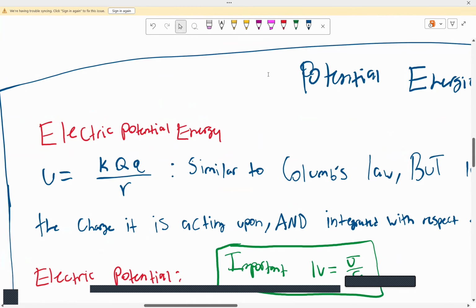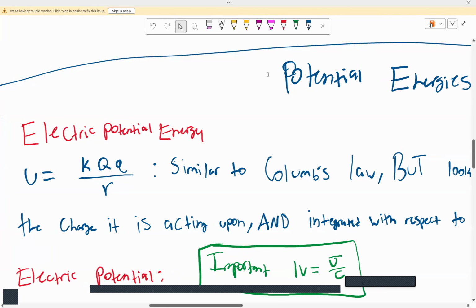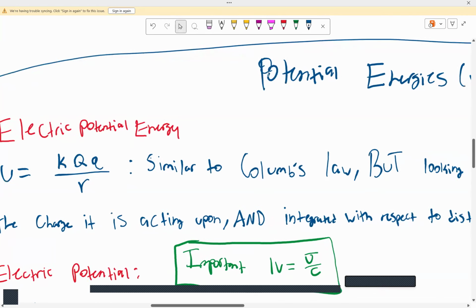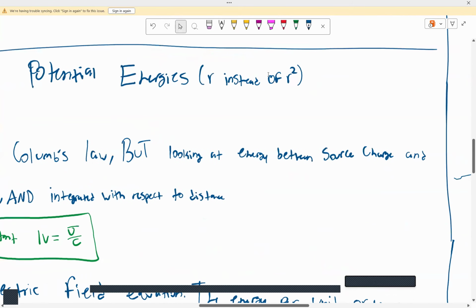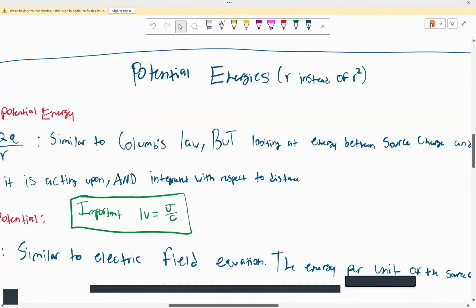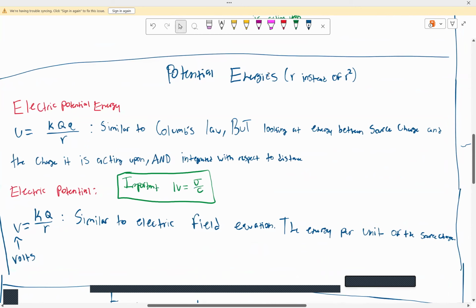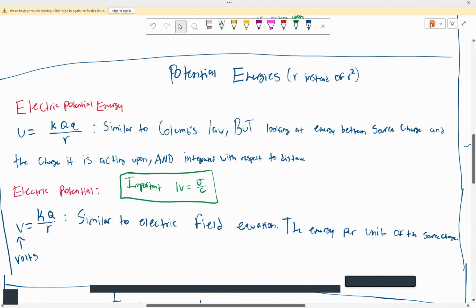Electric potential energy. U is often the symbol used for potential energies, and that is equal to K times Q, the source charge, times Q over R. This is very similar to Coulomb's law, but we are looking at energy between the source charge and the charge it is acting upon, integrated with respect to distance. So integration is the main reason why it's R, not R squared.